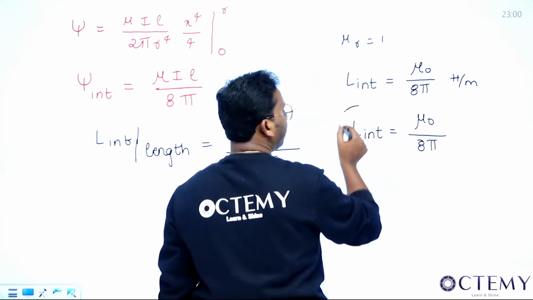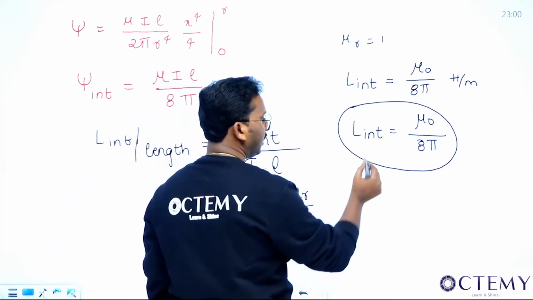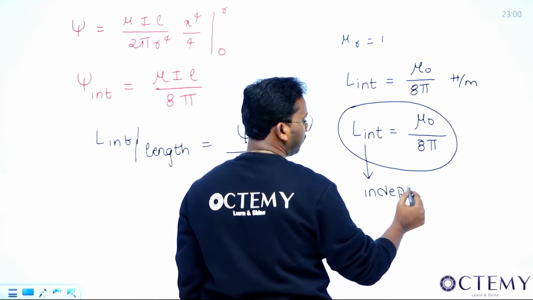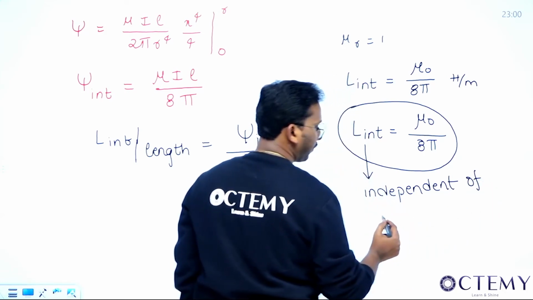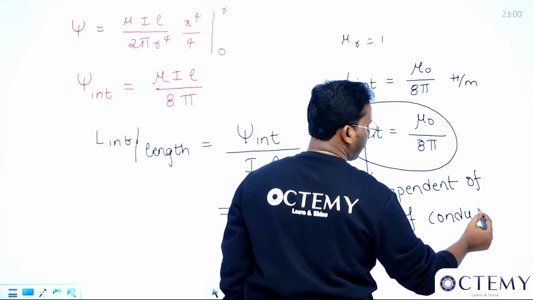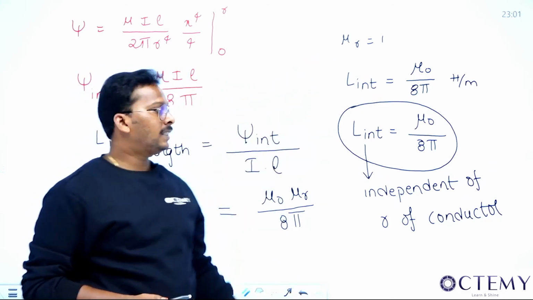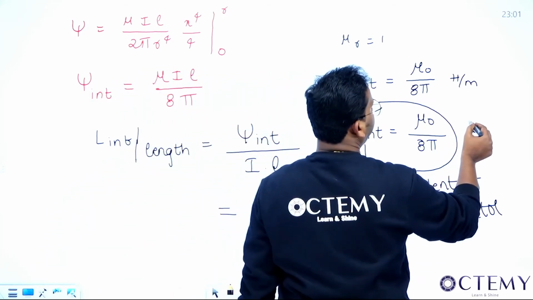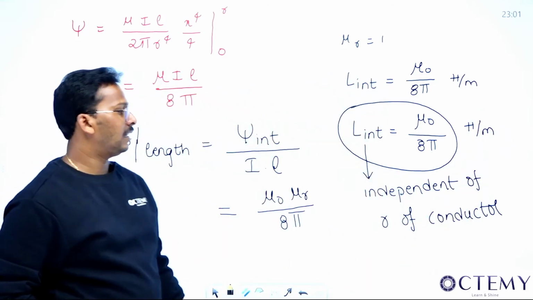One beautiful observation from here which you have to see is that internal inductance is independent of radius. That L internal is independent of radius of conductor. It only depends on mu r. If mu r changes, then your L internal changes, because mu naught is also constant and the units are Henry per meter.